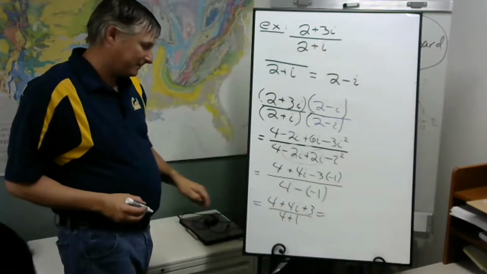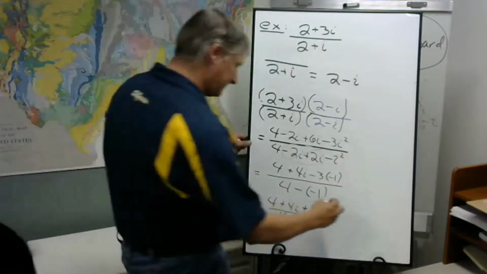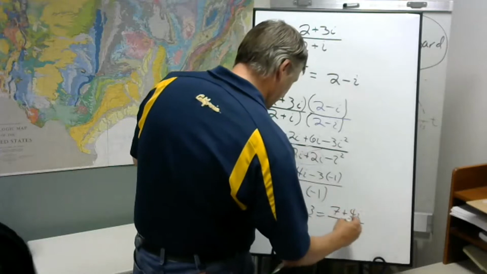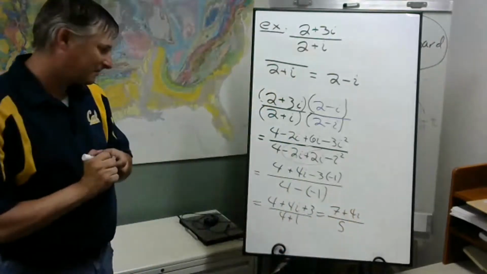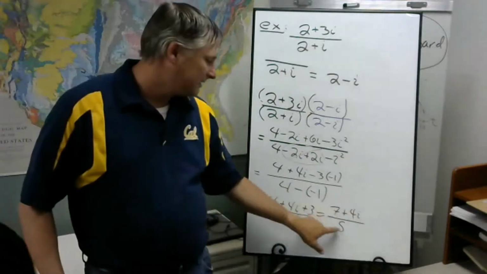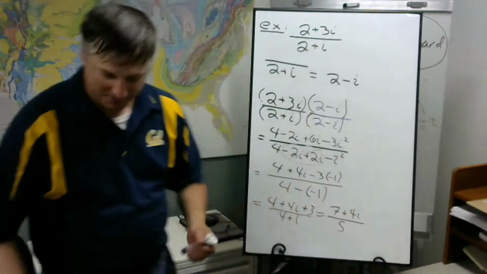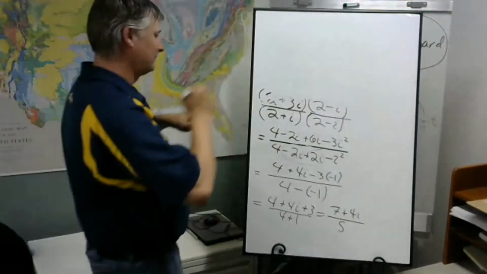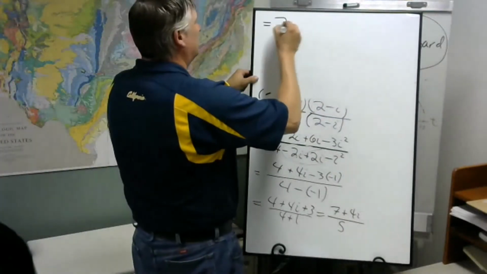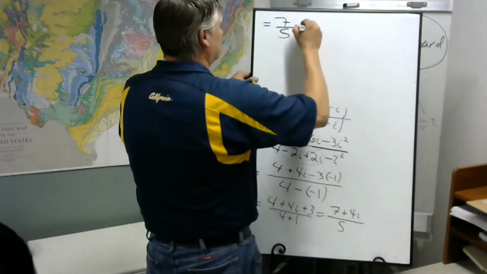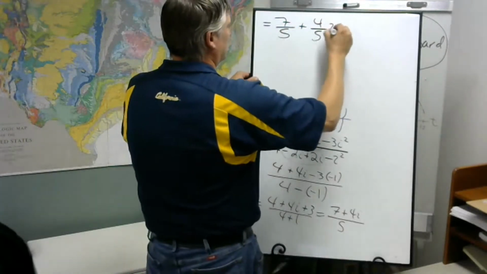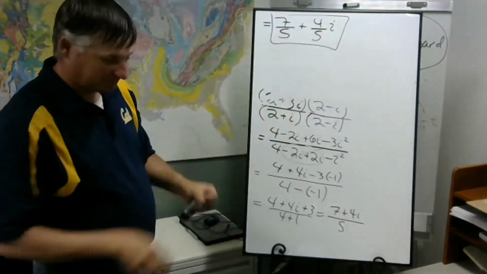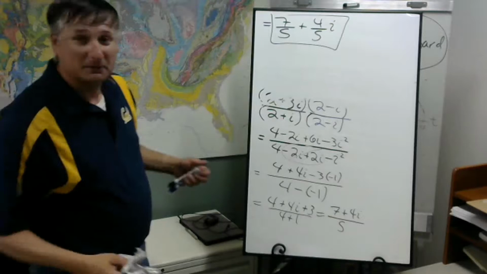So now we can simplify. Add these real parts together. That adds up to 5. And then finally, we divide 5 into each of the top numbers. And that's going to be our answer. All right.